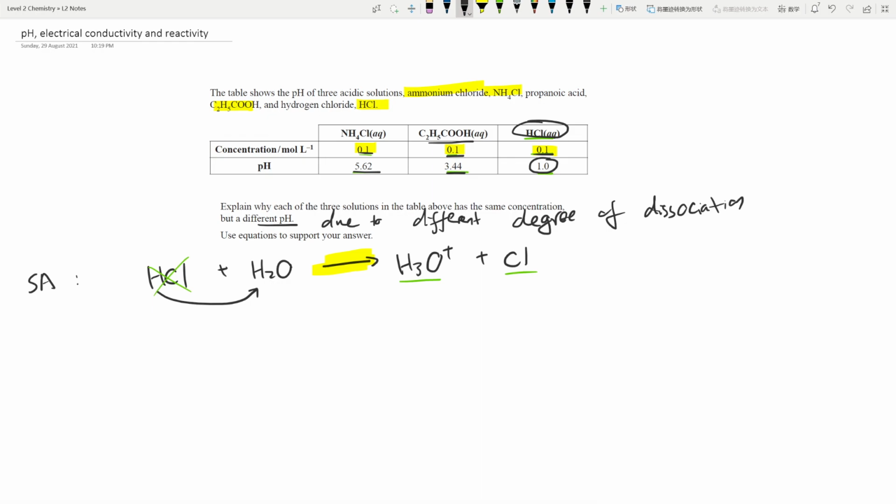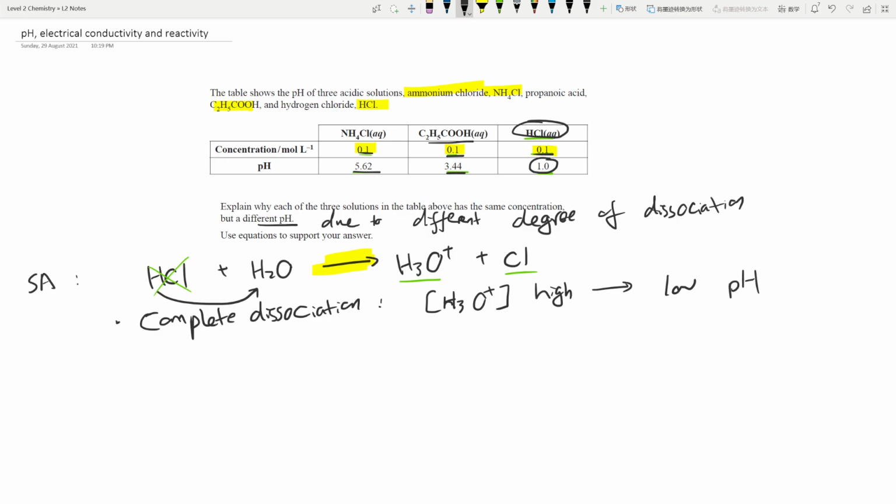If I just bullet point this, you can look up the proper merit answers on the NCEA website. But like I mentioned numerous times, if you were just looking for answers, that's not what you're here for. You're here for the explanation. So complete dissociation means you're going to have a very high concentration of H3O+, and that means a very low pH. Because it's completely dissociated, you make lots and lots of hydronium ion. The higher the concentration of hydronium ion, the lower the pH.